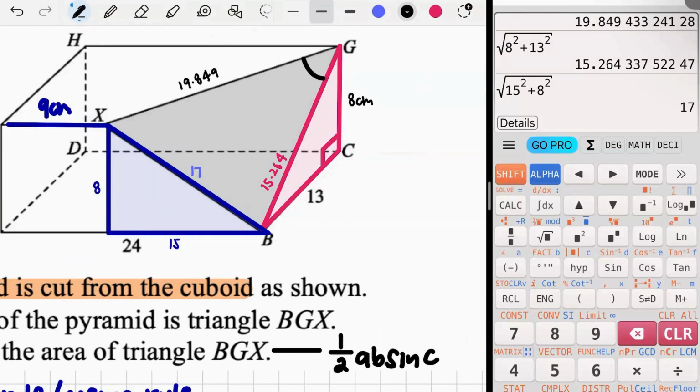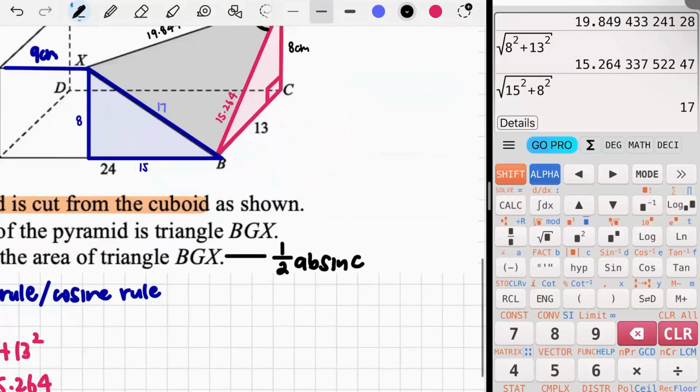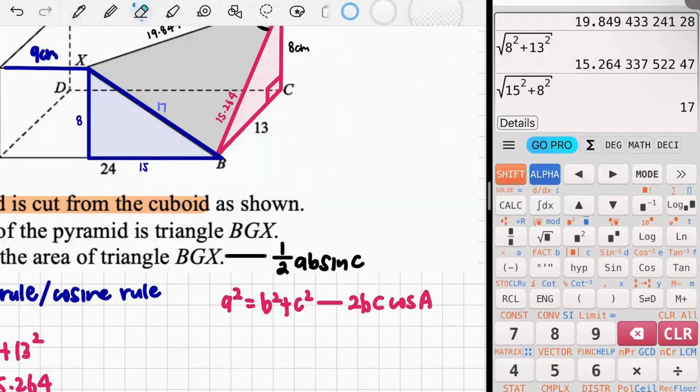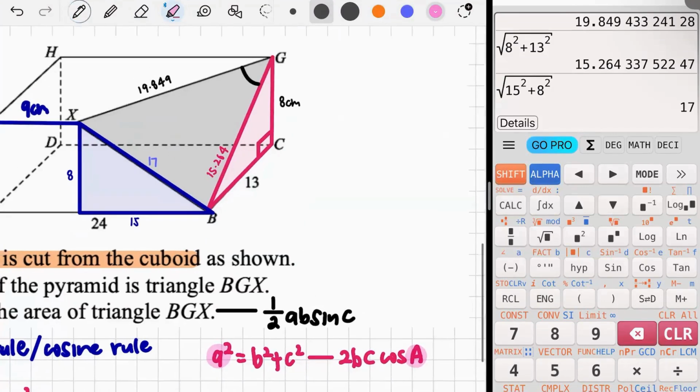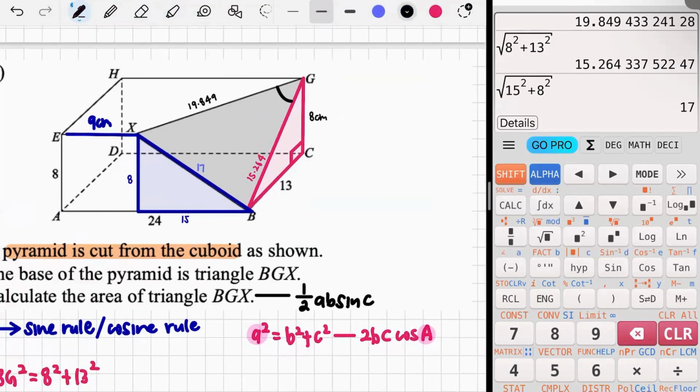All right, so we're going to use what rule? We got three lengths and one angle. That means we're going to use our cosine rule. Your cosine rule looks like this: A square equals B square plus C square minus 2BC cosine A. The important thing you need to note is this one is the length, this is the corresponding angle. So I'm going to plug in, maybe I call this theta.